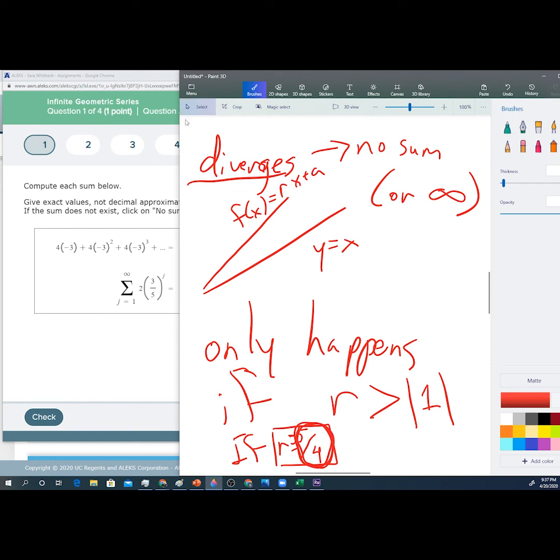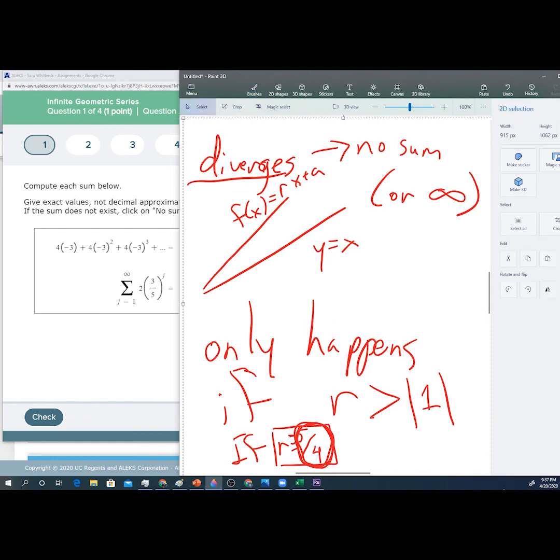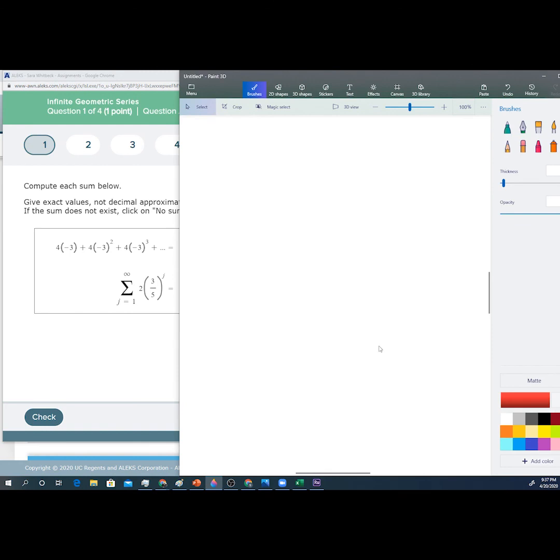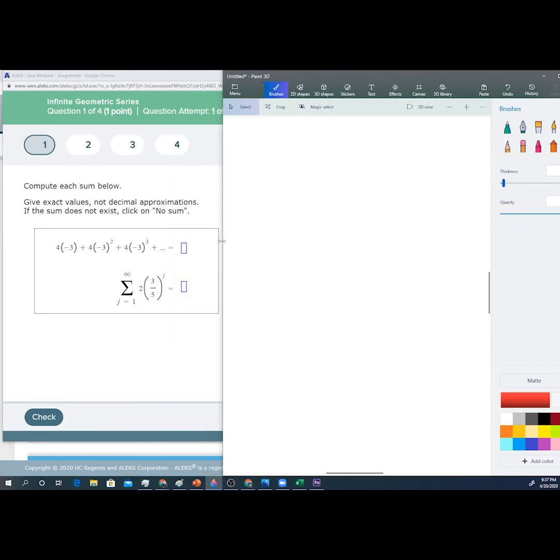Alright, so your only time you will diverge is if your multiplier is greater than 1 in absolute value. So on this first example, we have 4 times negative 3, plus dot dot dot equals. I'm writing it out again on purpose so that I can show you some things.